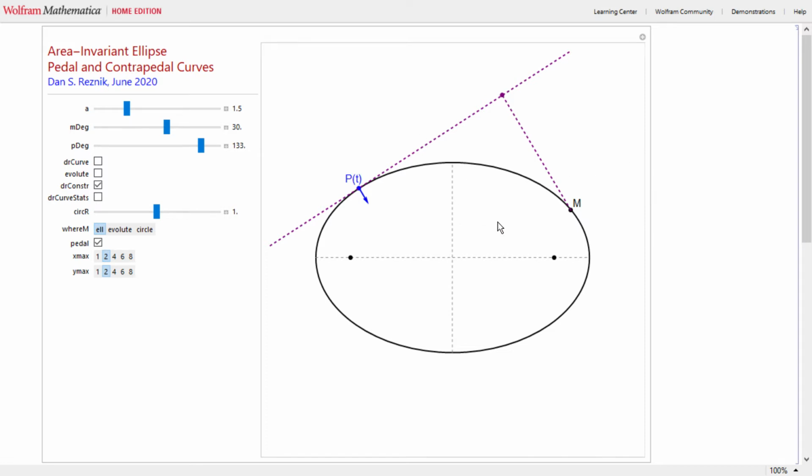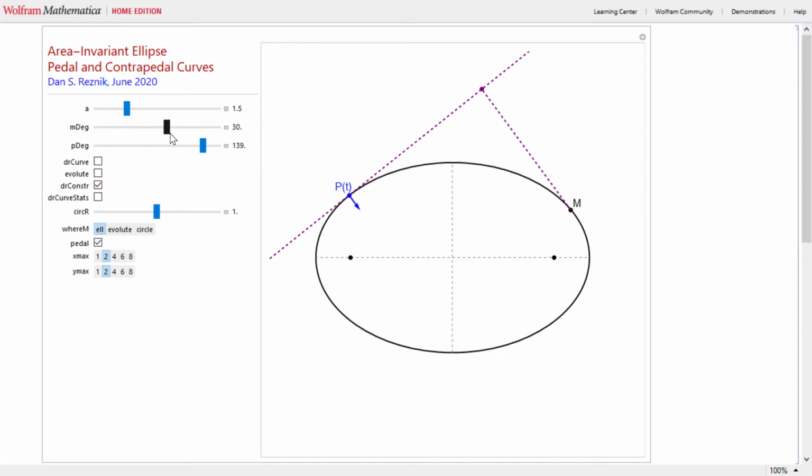So consider an ellipse and a fixed point M. In this case, M is on the boundary, and another point P of t that I can move around on the boundary of this ellipse. Now for every P of t, I'm going to draw the tangent line at P of t, perpendicular to the normal, and I'm going to drop a perpendicular from M, wherever M is, to that tangent line, and I'm going to locate this foot of the perpendicular here.